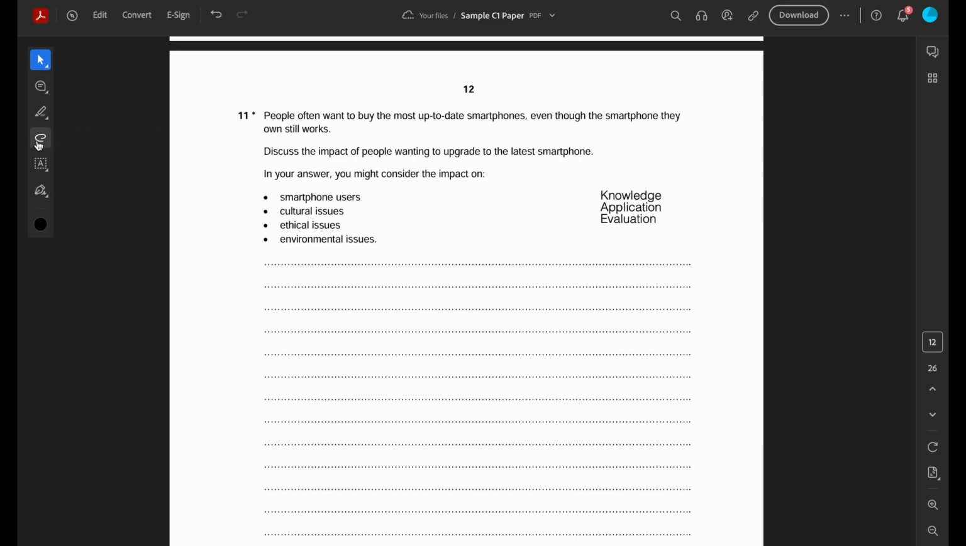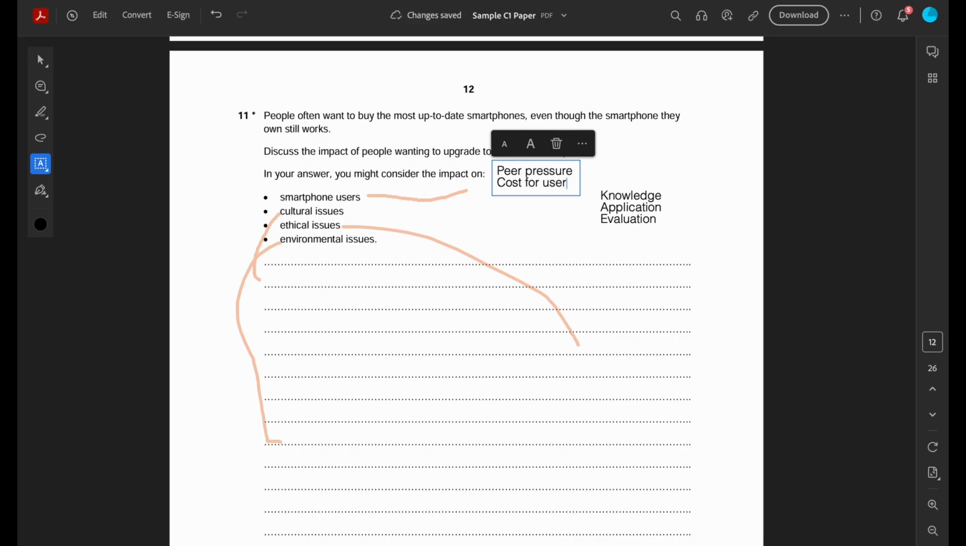Now, it's pretty hard for me to do on a computer, but I need to have some points for smartphone users. I need to think of some cultural issues. I need to think of some ethical issues. And I need to think of some environmental issues further down there somewhere. People often want to buy the most up-to-date phone. How could this discuss the impact of wanting to upgrade to the latest phone? So it could be the pressure put on the smartphone user to buy that. That could be an issue. They're the kind of key things I'm thinking off the top of my head. Cultural issues again, coming a bit harder, but some places may not allow use of phones.